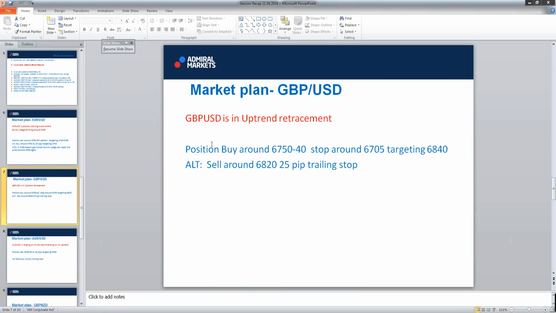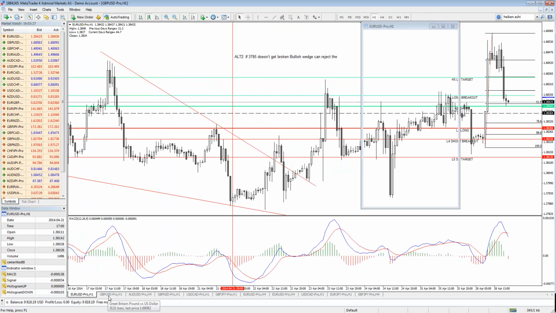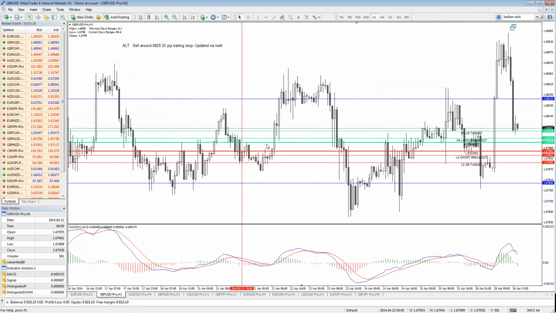Then GBP dollar, it was a position buy, and this was the alternative scenario. And on Cable, we had basically an alternative scenario. And you see, this was the time of our webinar, and I was trying to get in with a 68.20 stop, 68.20 short with a 25 pip trailing stop. I also updated the trade via Twitter.